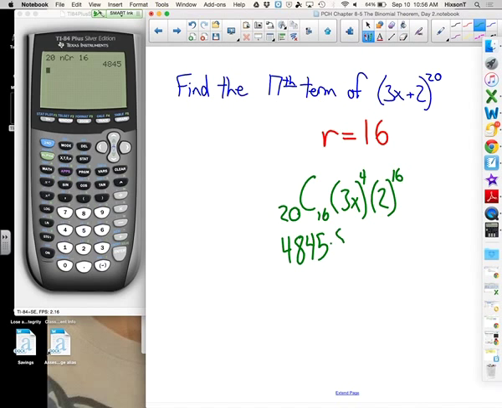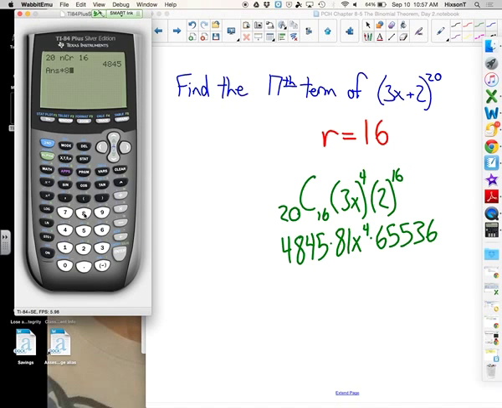times 3 to the 4th, which is 81, x to the 4th, times 2 to the 16th power, which is 65,536. Then you would need to multiply this all together. So that times 81 times 2 to the 16th is faster. There we go, and you get that.